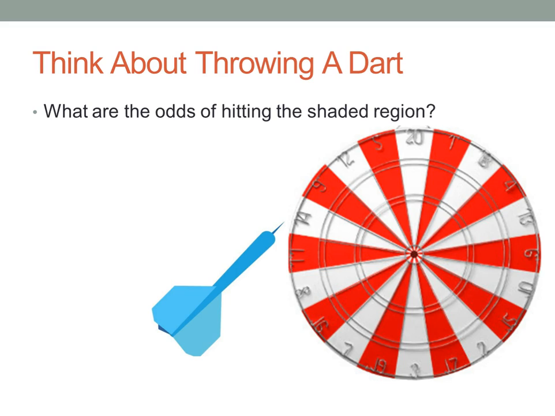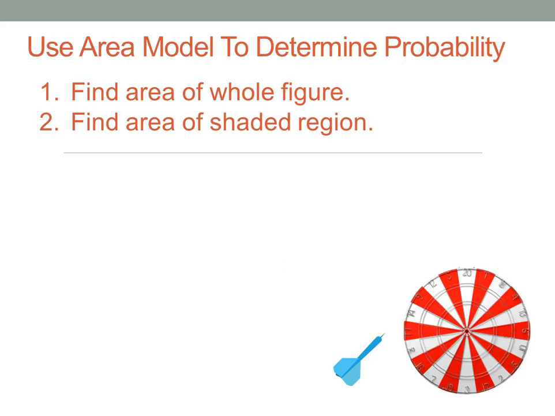Sometimes we're going to have other shapes with shaded areas, just like we did when we were finding the area of a shaded region a couple of units ago. Now what we want to do is use the shaded region to find probability of hitting that shaded region. So the way to use an area model is we're going to find the area of the whole figure. That's our first step. So in this case, it would be finding the area of the entire circle of the dartboard.